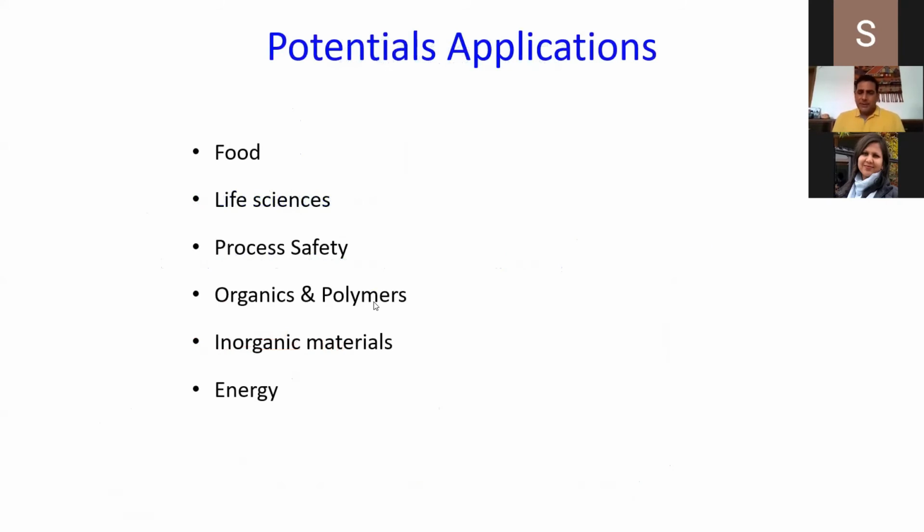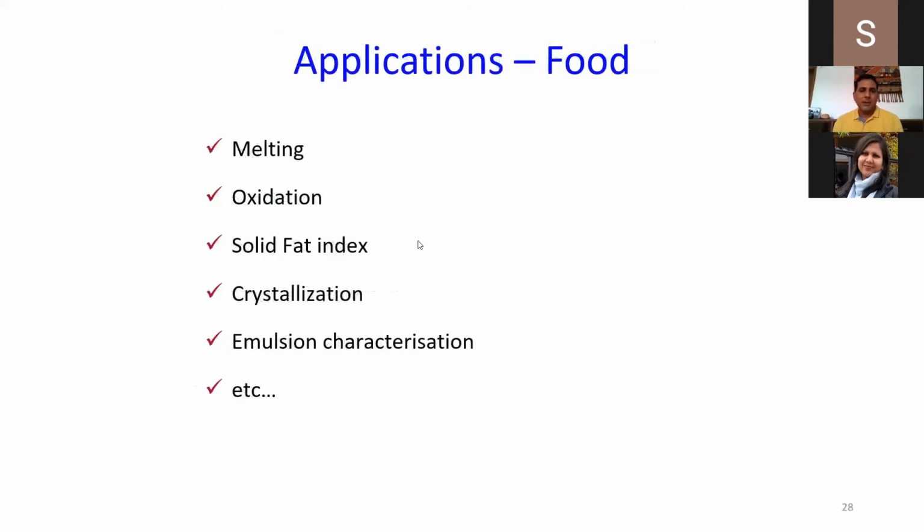And once you did the crystallinity part, I want to quickly tell you, I don't have much time and I have to cover something else also. So there is something called potential applications of DSC analysis. You can do it in each and every segment, practically: food, life science, process safety, organic and polymers, inorganic materials, and energy. Let's see what applications can be done in those fields.